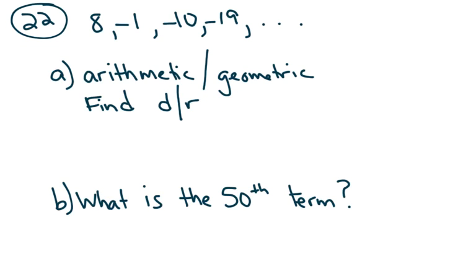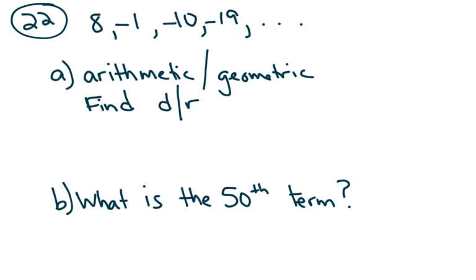In number 22, for the sequence 8, negative 1, negative 10, negative 19, first, determine if that sequence is arithmetic or geometric, and then find the common difference or the common ratio, depending on which one it is. And in part B, we're going to find the 50th term. Don't worry, these formulas will be given to you on the final. So, it's arithmetic if you have to add or subtract to get to each consecutive term. And it's geometric if you have to multiply or divide to get to each consecutive term.